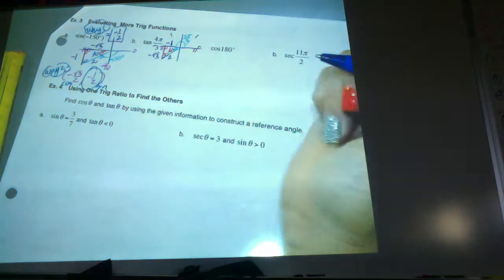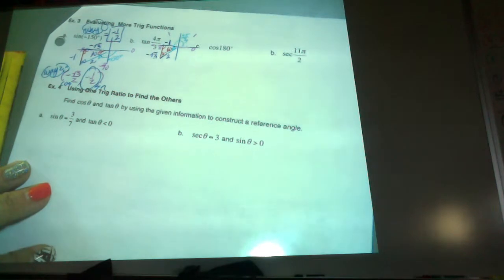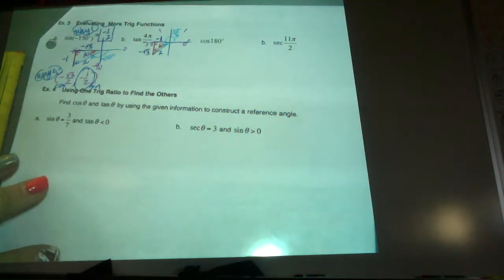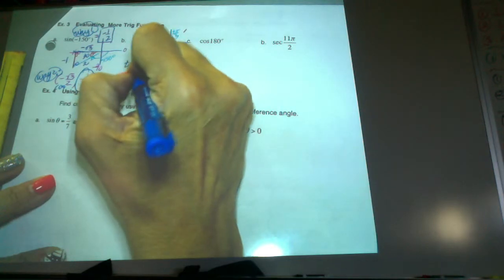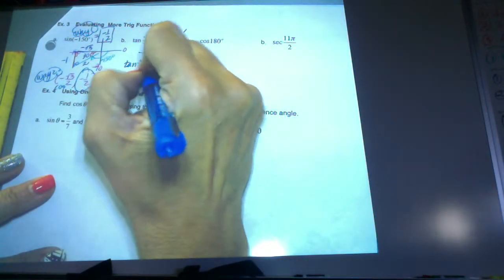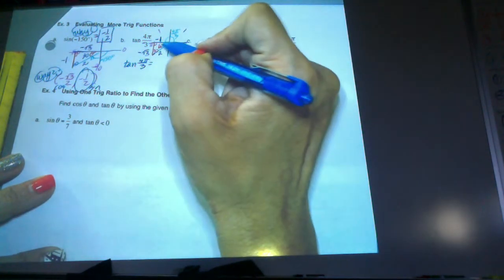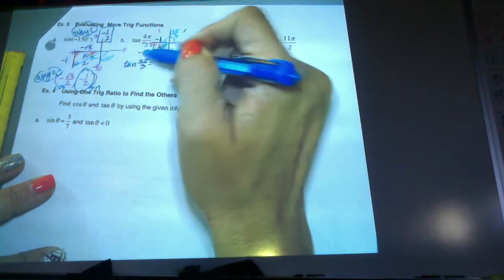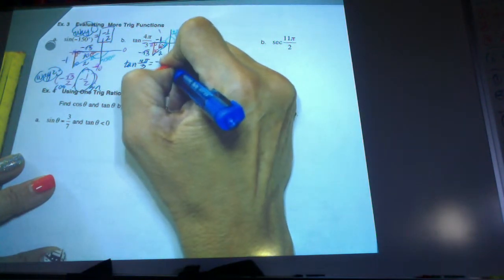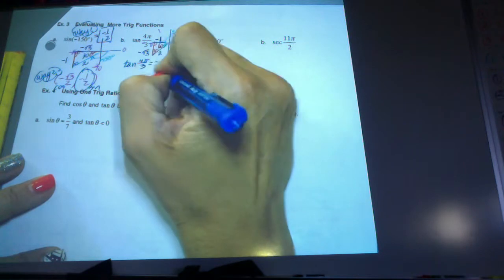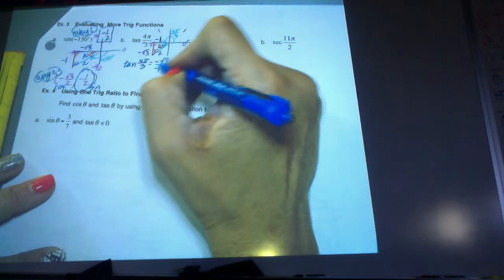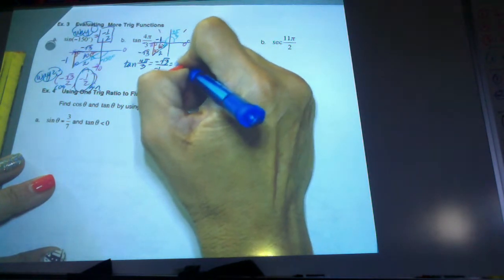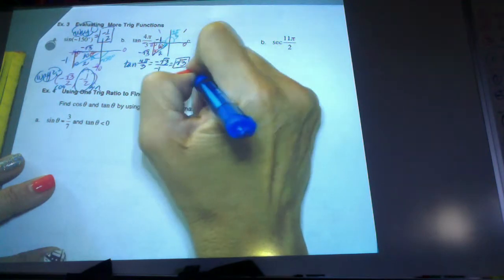2. So if I'm finding tangent, so my tangent of 4 pi over 3 is equal to opposite, this is my angle of reference, so opposite negative radical 3, sorry, over adjacent negative 1. The negatives cancel out, we don't write it over 1, and so don't you get a positive radical 3.